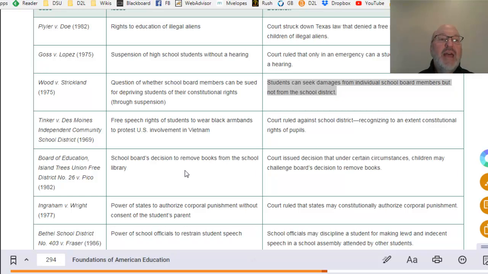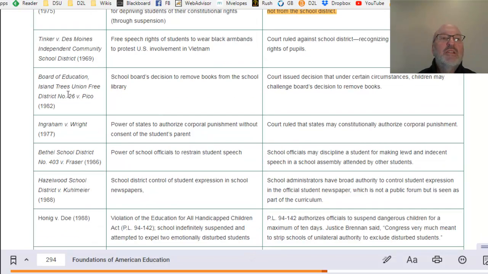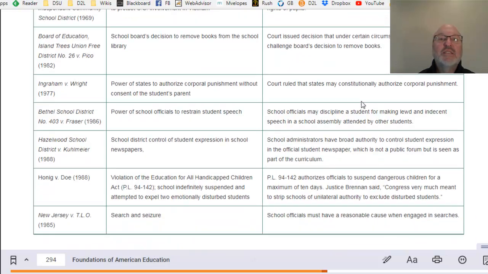You could do that. Here's Tinker. Court ruled against the school district, recognizing the extent of constitutional rights of pupils, but they went on to say the school still has to have order. Board of Education v. Pico. Court issued a decision that under certain circumstances, children may challenge the board decision to remove books. Ingraham v. Wright. Court ruled that states may constitutionally authorize corporal punishment.